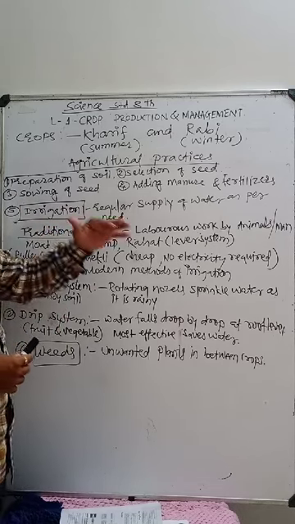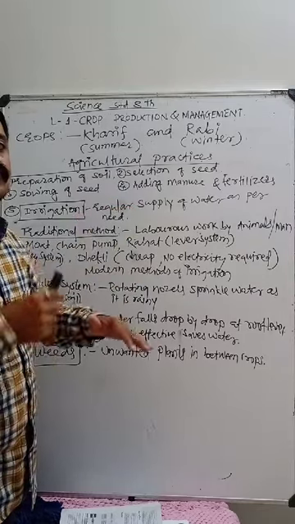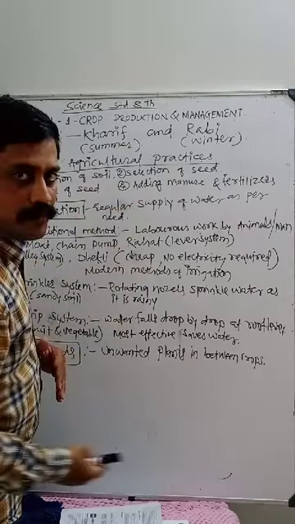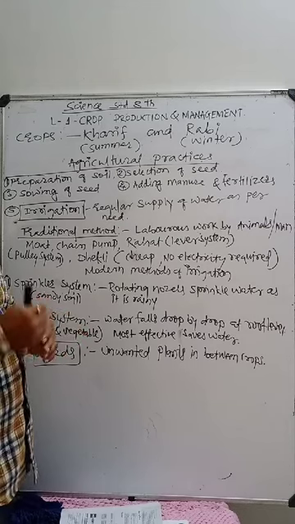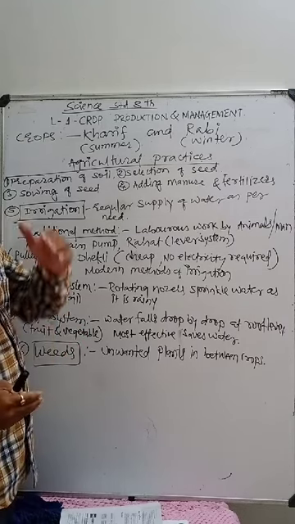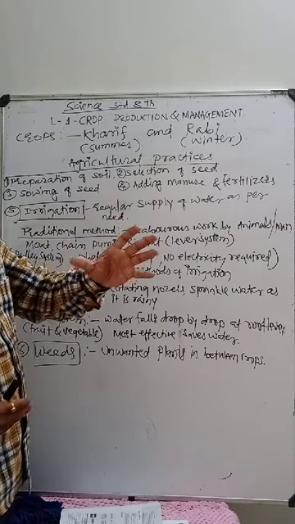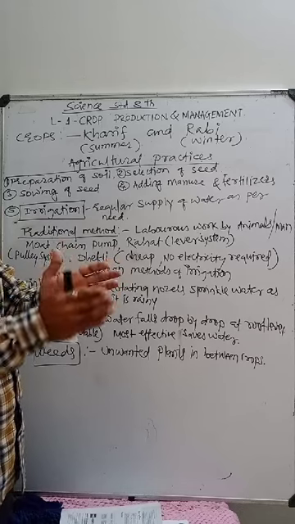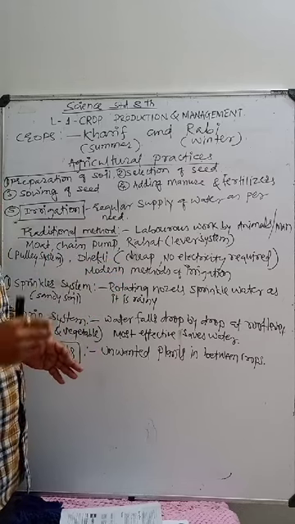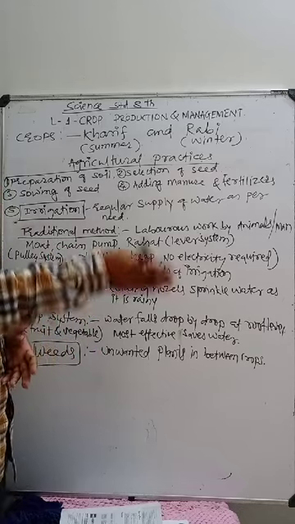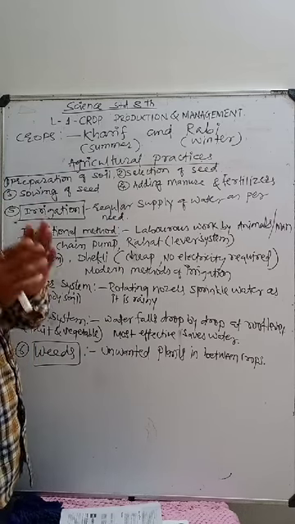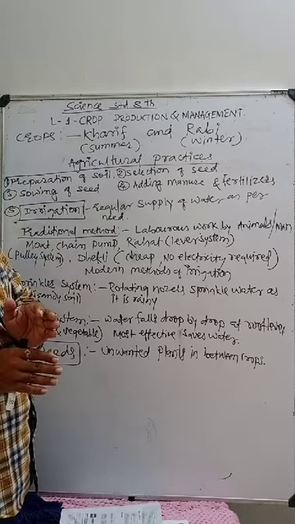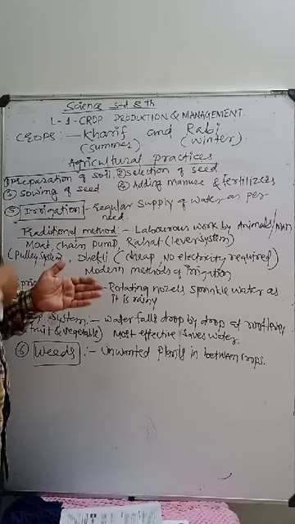Irrigation means regular supply of water to the crop as per requirement, right? The crop should be regularly watered, and that regular supply of water is given by the process of irrigation, जिसको हम खेत में पानी डालना बोलते हैं ना, क्रॉप को पानी देना बोलते हैं. So there are 2 different methods of irrigation. One is the traditional method, one is the modern method.